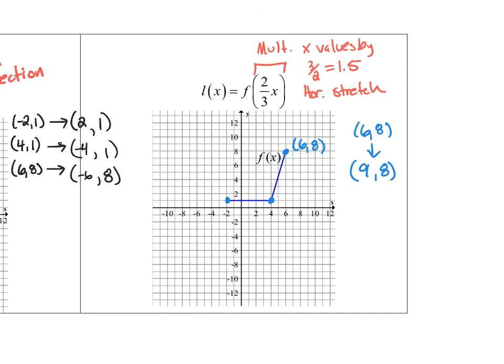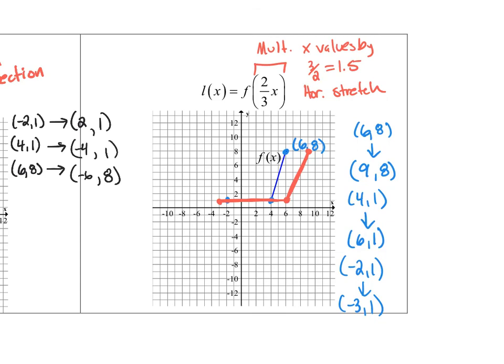So the ordered pair (6, 8) ends up becoming (9, 8), because 1.5 times 6 is 9. So here we are at (9, 8). (4, 1) becomes (6, 1). And (-2, 1) becomes (-3, 1). So I'm just multiplying the x values by 1.5. Now, the important thing to understand is that compressions and reflections always happen relative to the axis. So whatever the distance was from the y-axis before, I now have 1.5 times that much.